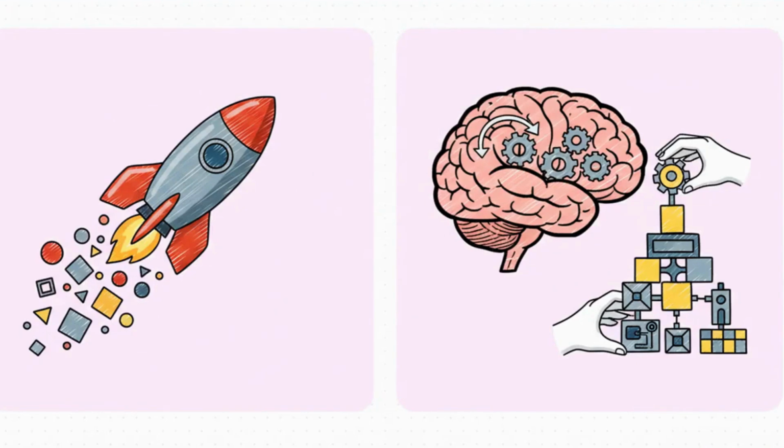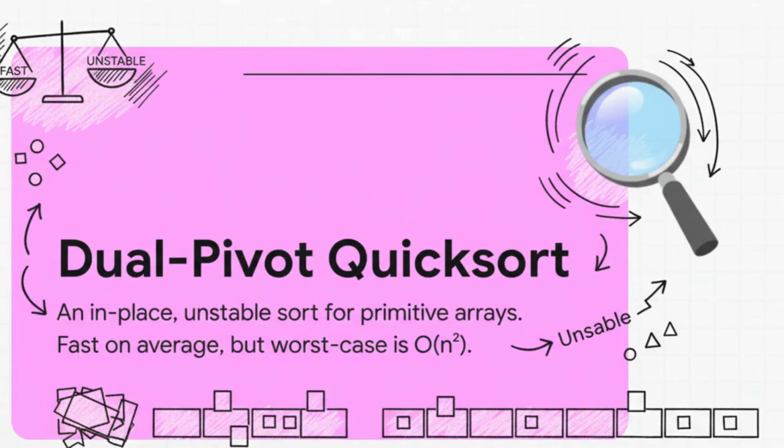The easiest way to think about it is like this. For the simple stuff, primitive data types like integers, Java unleashes dual pivot quicksort. It's a total speed demon. But for more complex things like objects, where the original order might actually matter, it switches gears to tim-sort, the intelligent, stable workhorse. Dual pivot quicksort is the default for primitive arrays because it is just incredibly fast.